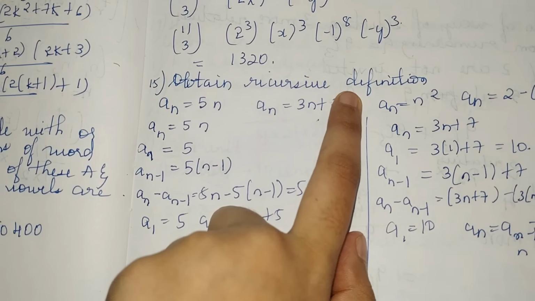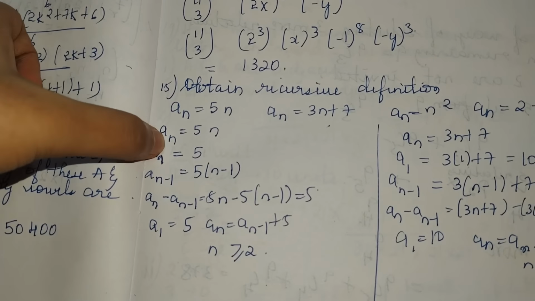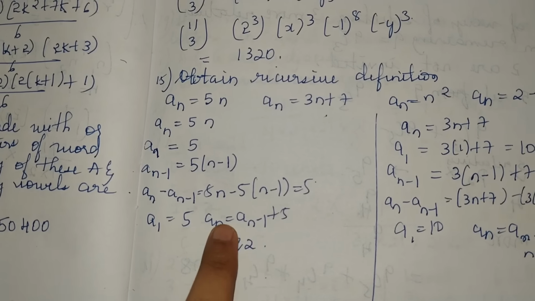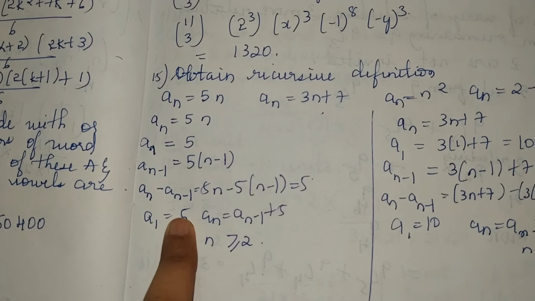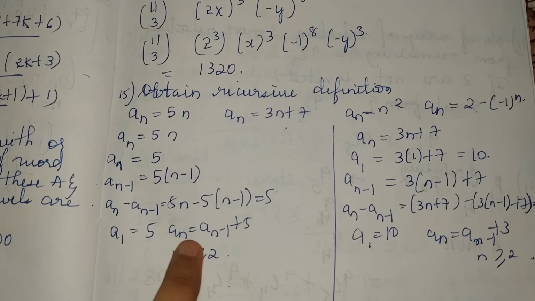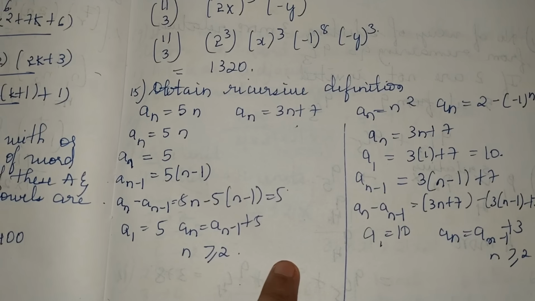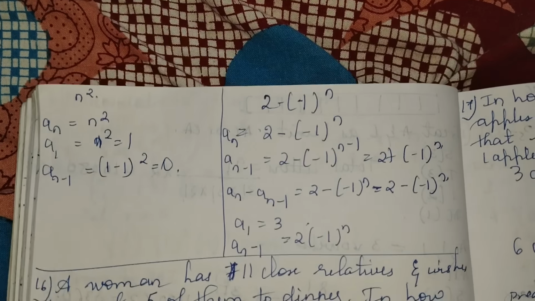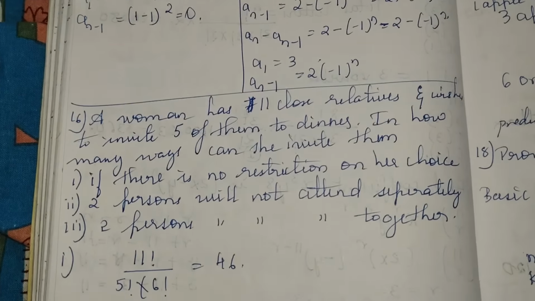Now, to obtain the recursive definition, we have to subtract a_(n-1). When you subtract that, you'll get this value. We get a_1 as 5, for n greater than or equal to 2. Why greater than or equal to 2? Because they have given it in the question. I've written half the question here actually. Similarly, solve these questions also.